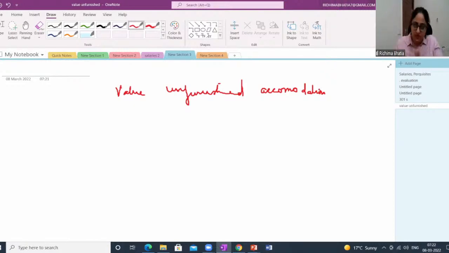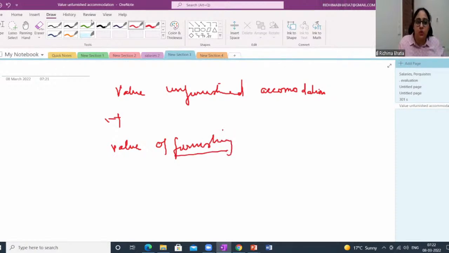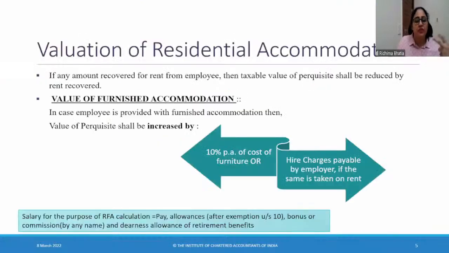Plus now you have to add the value of the furnishing which is provided to you. But how to calculate the value of this furnishing? It is very simple. Again, two things can happen. One is the furnishing is actually owned by the employer, or he has also taken that on lease. Say I am providing you sofa, bed, etc., which we have already purchased and provided to you in that house.